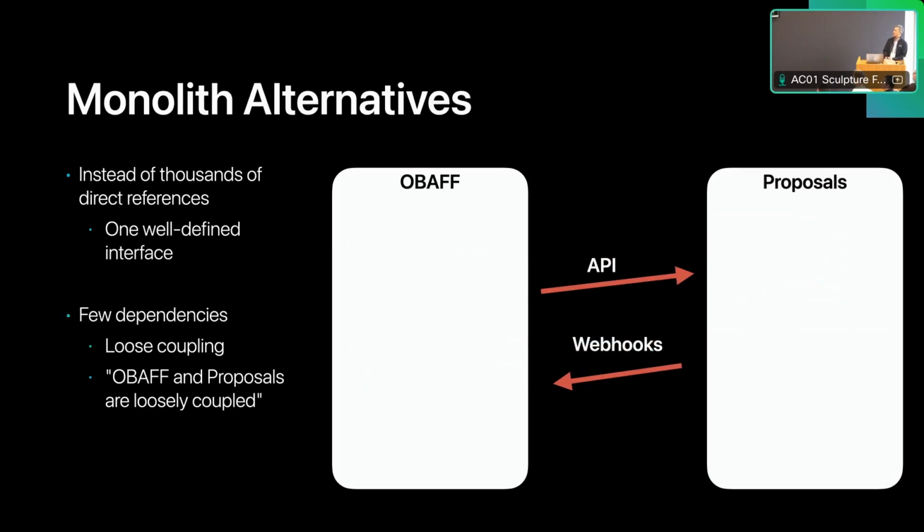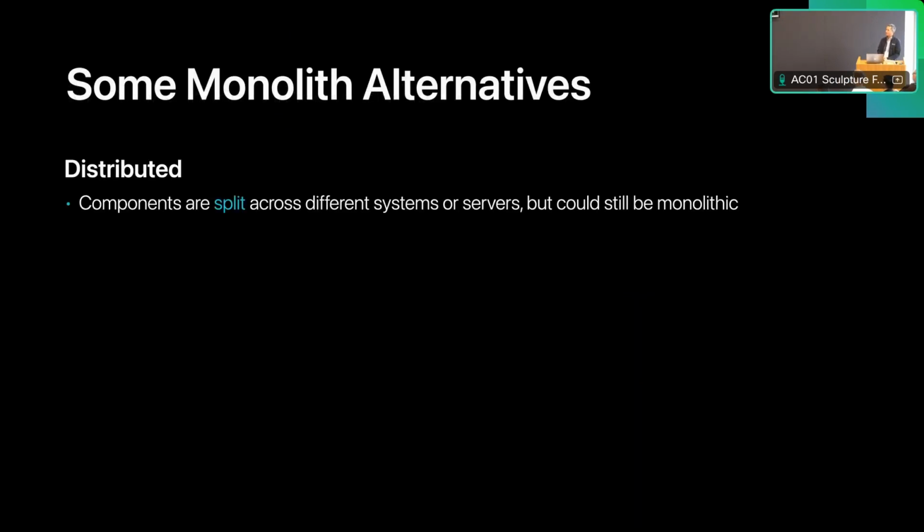And when we have few dependencies like this, we call that loose coupling. We would say that OBAF and proposals are loosely coupled. So, some monolith alternatives, some alternative architectures: distributed architecture, where components are split across different systems or servers. It could still be monolithic. There could still be tight coupling, but you started to split them up into different pieces.